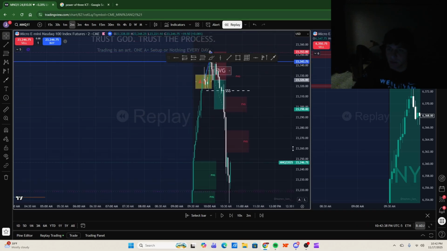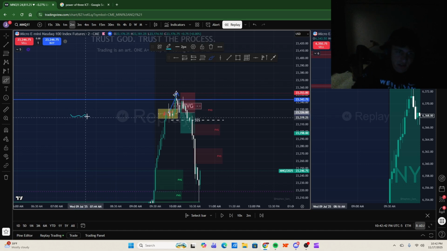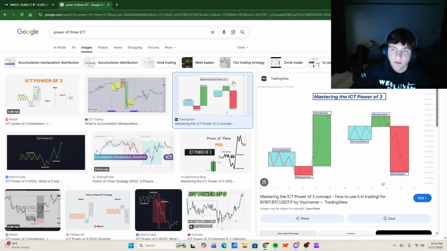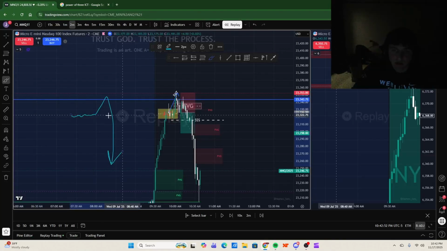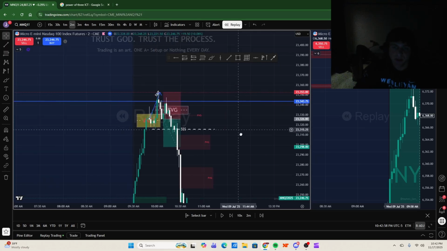And now, what are we going to do? We're going to distribute. So what does this whole picture look like? We accumulated, and then we manipulated up into this 10 a.m., and then we distributed, right? It looks exactly like this, doesn't it? Look at this, and look at this. Same exact thing. Every single 4 hours, a new candle opens up, and that's the power of 3.